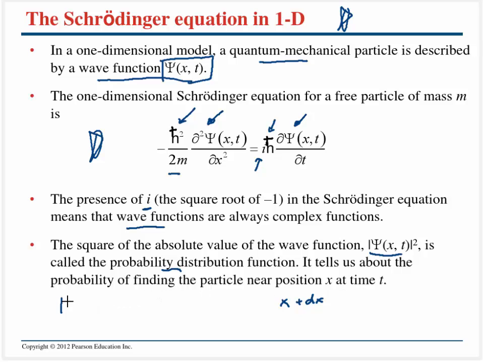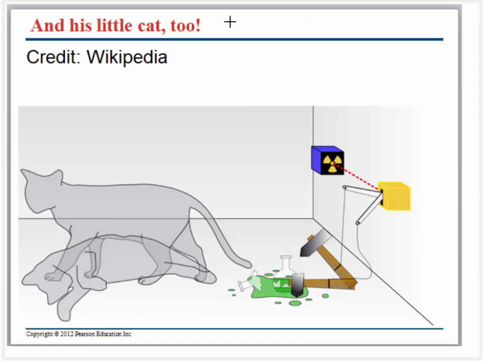Now when we evaluate this, I'm not going to write the x and the t, the absolute value squared is actually going to be equal to psi star multiplied by psi, so it's the complex conjugate. The reason we have to do it like that is because psi by its very nature is going to be a complex number, and so when we square it, we need to take that into account.